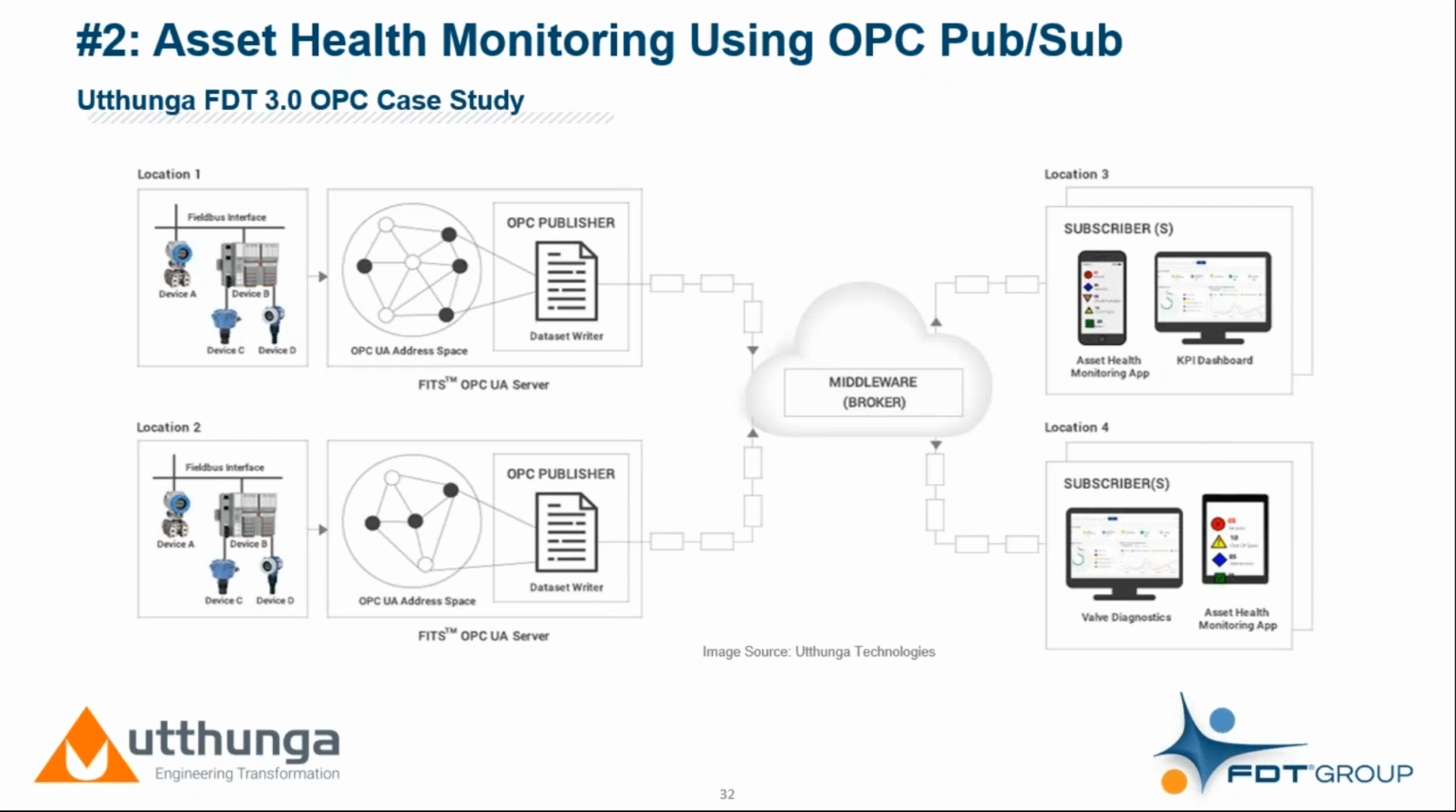This is one of the case studies that was done by Utthunga. We presented this position paper in one of the SICE events, and we are also applying it for IEEE publications. In this, we took the FDT server and OPC UA server, and on top of that, we included the OPC PubSub module. With the OPC PubSub module, the information captured by the FDT server can be pushed to the middleware broker, and it can be accessed by n number of subscribers.